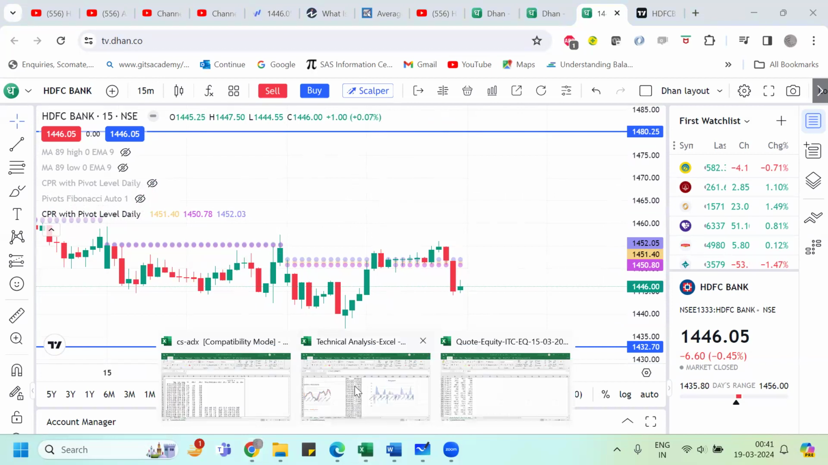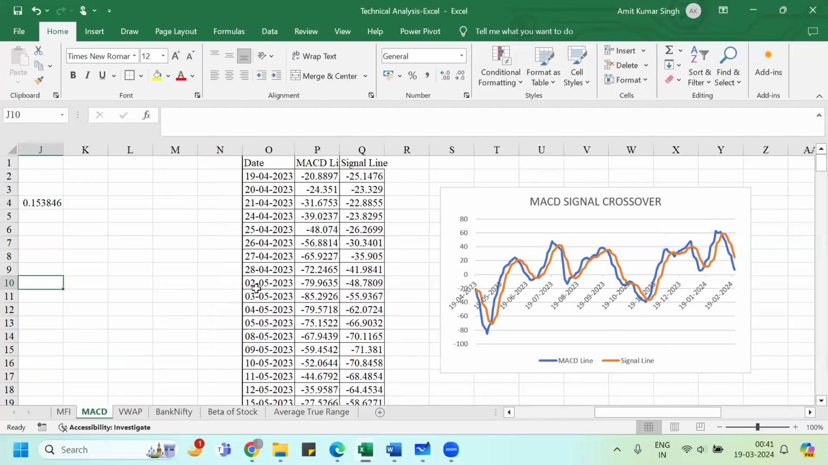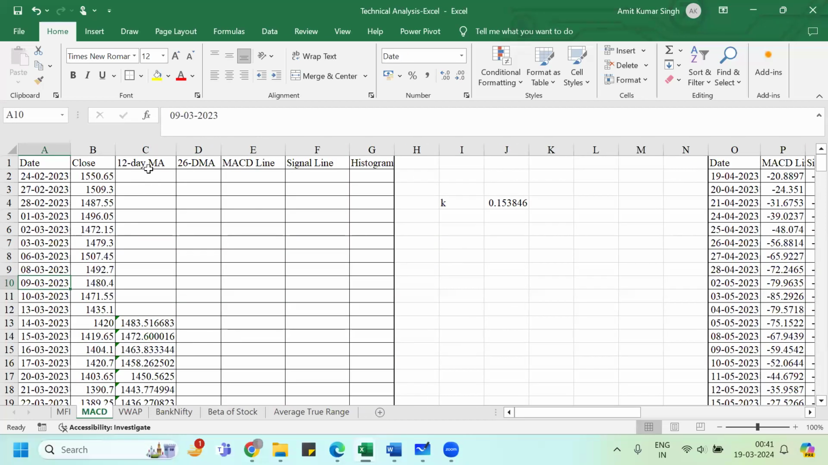mathematical framework of MACD, how MACD works. In MACD, we find the difference between the 12-day moving average and the 26-day moving average. The difference of the same is called the MACD line. Once you get the MACD line, you find the 9-day average of the same, which we call the signal line. And then you find the difference of both, which is called the histogram.